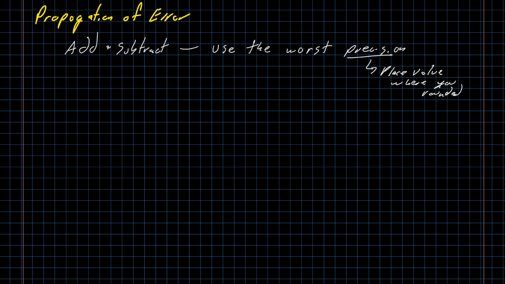We're going to use what's called the worst precision. The precision is the place value where you rounded. Typically, when you're adding or subtracting, you're going to have measurements that were taken in the same way, so they will have the same precision. But that doesn't necessarily have to be the case.